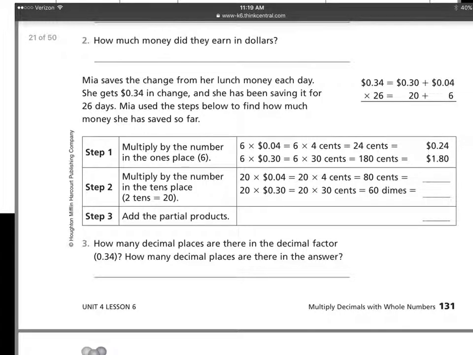Question number 3, after you've found the total, says how many decimal places are there in the decimal factor 0.34, thirty-four hundredths? How many decimal places are there in the answer? So what they're really asking you to do here is to make an observation. There are how many decimal places in this number, and how many decimal places did you end up having in your answer? Do you see any similarities or differences between those two?